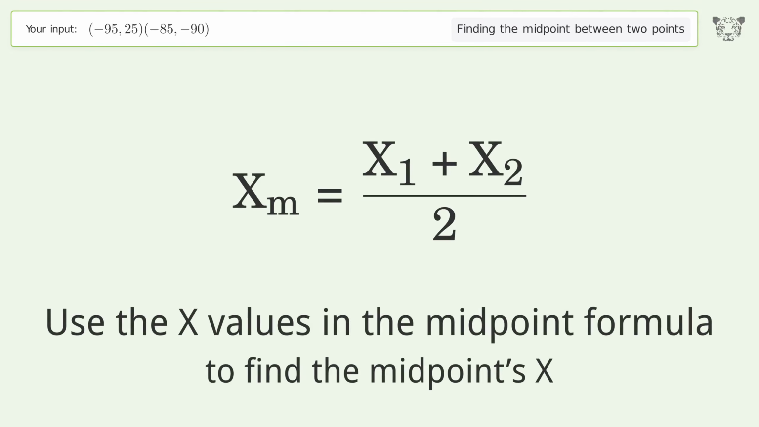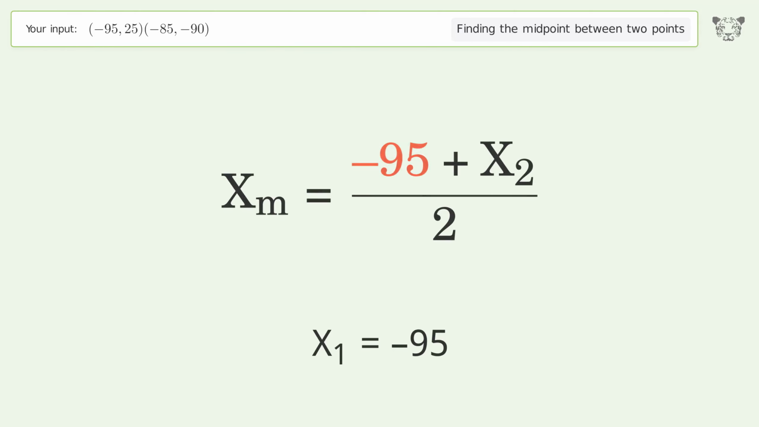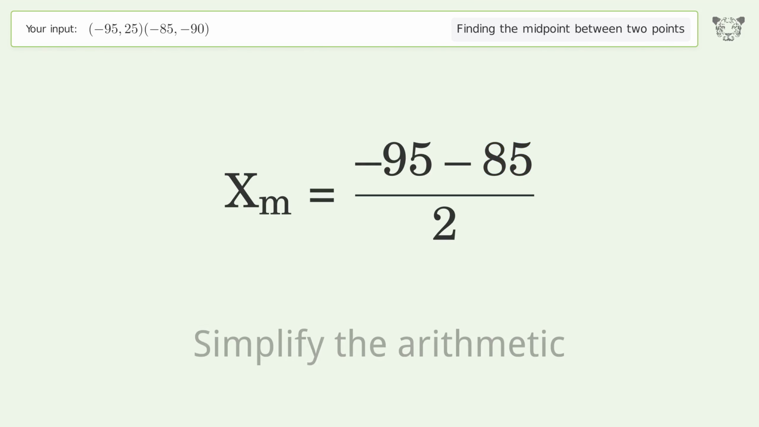Use the x values in the midpoint formula to find the midpoints x. x1 equals -95. x2 equals -85. Simplify the arithmetic.